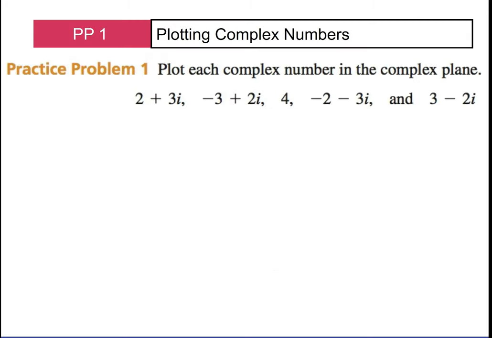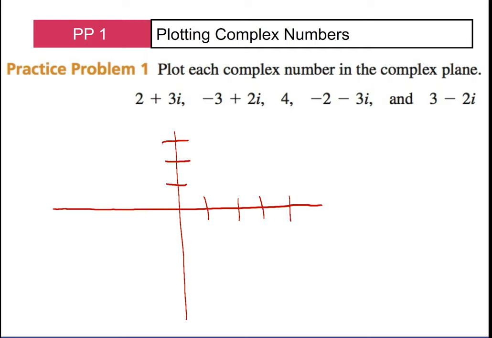So maybe I'll make my x and y grid here. There we go, and then I think the highest we got is 4, because that's the highest number here, so I'm going to go out 4 as well: 4 up, 4 over to the side, and 4 down. So with this 2 plus 3i, from the origin we're going to go 2 to the right, and we're going to go 3 up. So it should be right here, and then we label it 2 plus 3i.